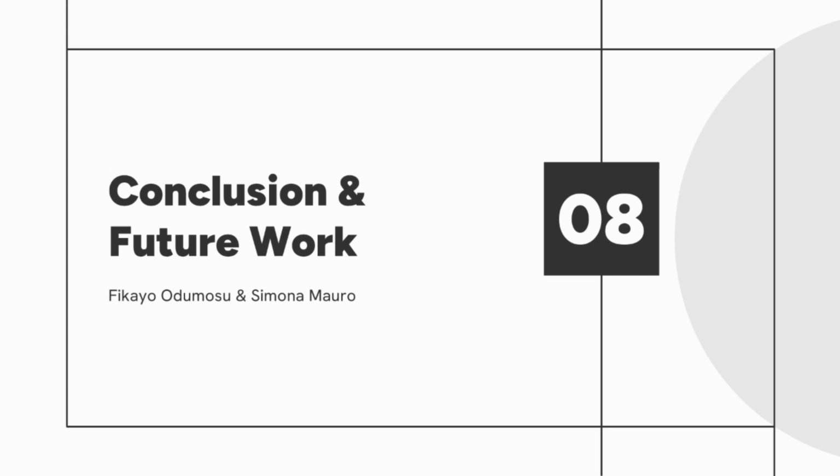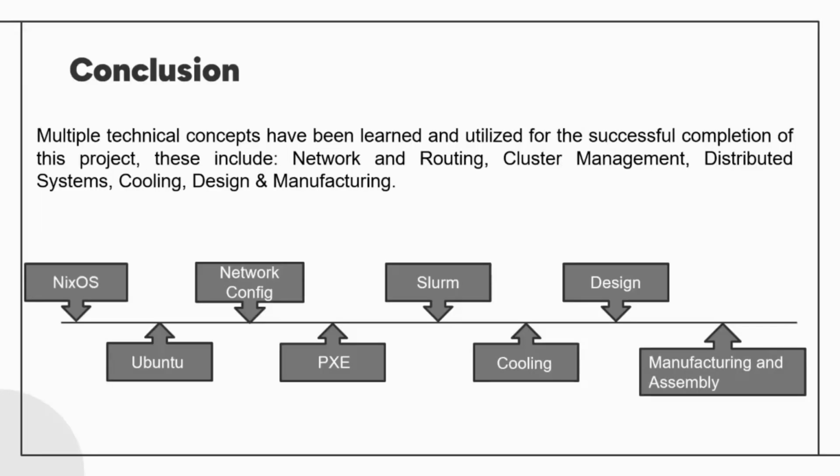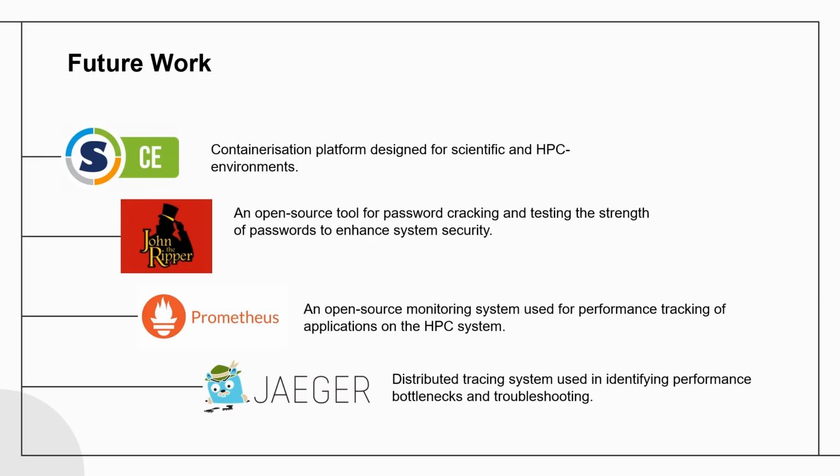Conclusion and future work. In conclusion, the successful completion of this project is due to the learning and utilization of multiple technical concepts. Concepts like network and routing, cluster management, distributed systems, cooling, and woodworking, among others, have aided in multiple stages throughout the project, varying from hardware to software. Moving forward, several next steps could be taken. We have narrowed down to 4 points which would be implemented if the project was to be continued.